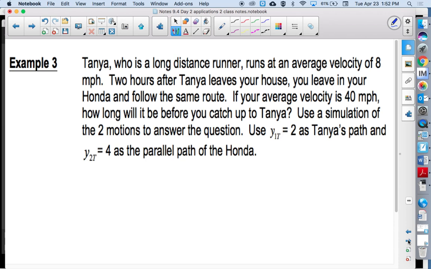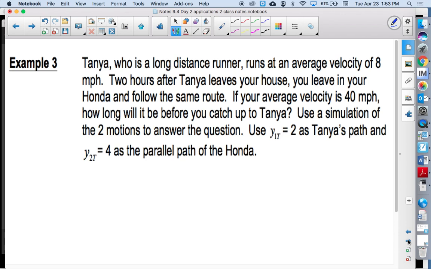The average velocity for you that you're driving is 40 miles an hour. Our goal is to figure out how long it would take you to pick up Tanya. So how far has she gone? How long will it take you to go get her, to meet her? It says use a simulation of 2 motions to answer this question. So we're going to get the calculator to graph 2 lines at the same time. Usually the calculator graphs 1 line, and then it graphs the second line. We're going to graph it both at the same time. And our goal is to figure out what point Tanya and I meet up so that I can pick her up. How long would I have to travel to pick her up?